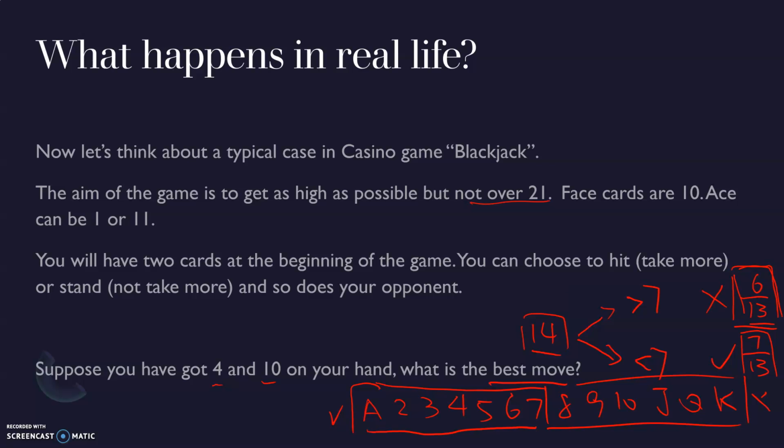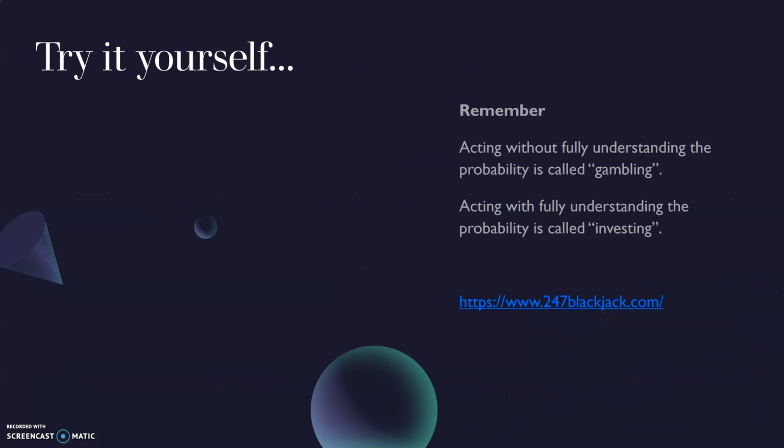Now, you can try to work this out yourself. You can also think about other scenarios. For example, if you get 15, what do you do? If you get 16, what do you do? Also, it depends on what your opponent gets, of course. So remember, the idea is that we're trying to estimate, trying to think about the probability of this game.